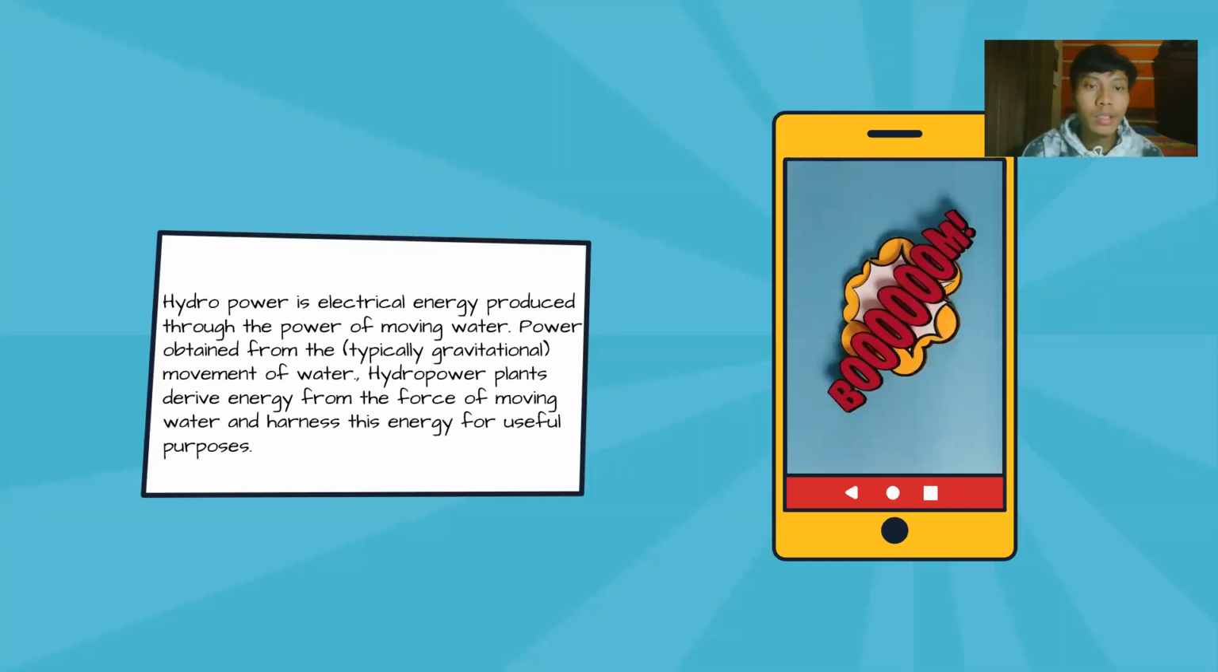So, hydropower is electrical energy produced through the power of moving water. Power obtained from the typically gravitational movement of water. Hydropower plants derive energy from the force of moving water and harness this energy for a useful purpose.